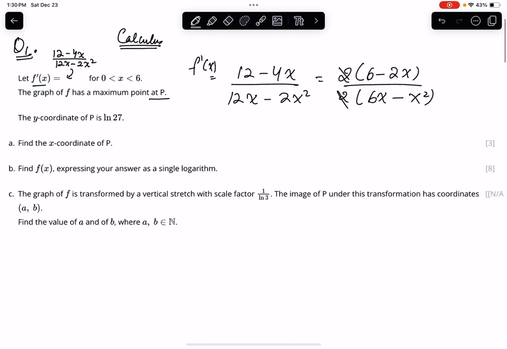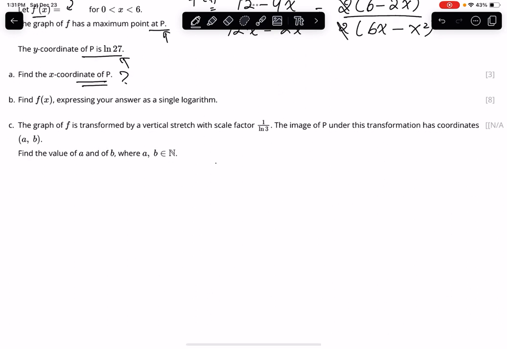Now, we know that the function has a maximum point at P, and the y-coordinate at P is ln of 27, so they want us to find the x-coordinate at P. For this one, let's say you have a function with x and f of x axes, and you get this parabolic type function.